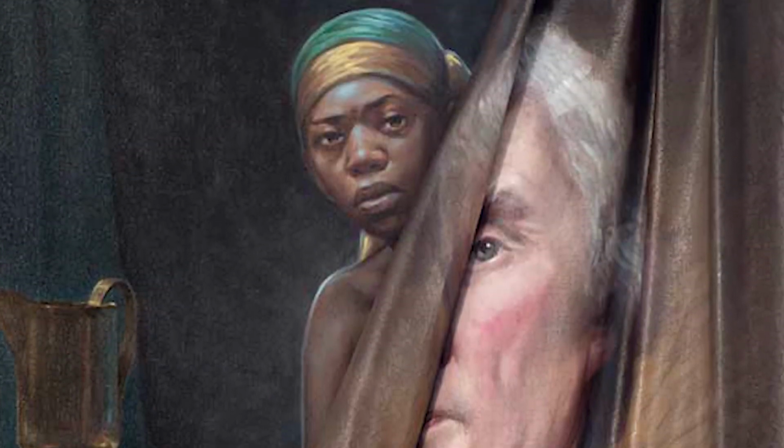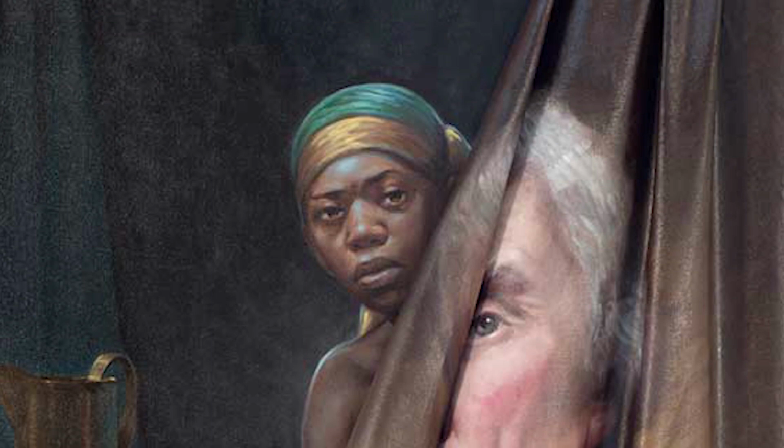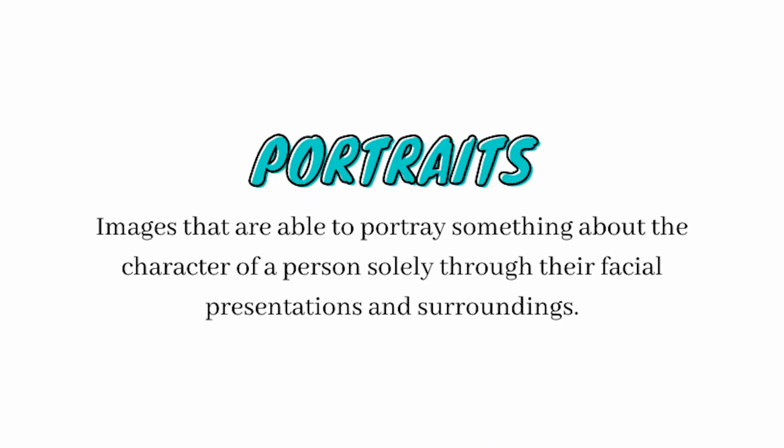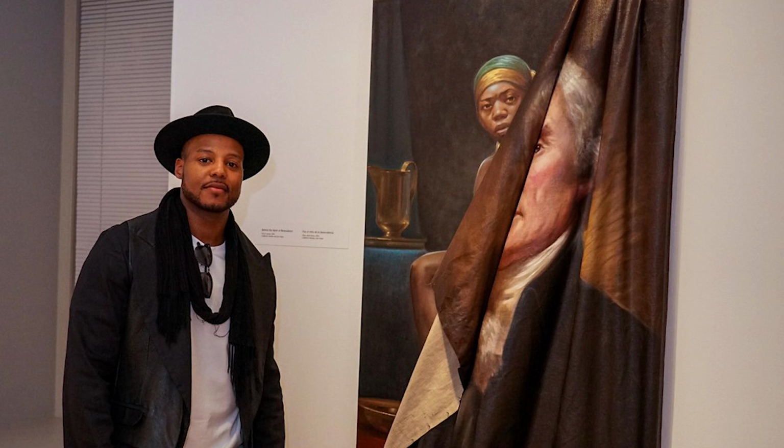It leans into the tensions and depictions of Blackness between visibility and mystery, between past and present, between here and there. In addition to pushing the boundaries of portraiture content, Kaphar's work expands the material definition of portraiture. Portraits are images that are able to portray something about the character of a person solely through their facial presentations and surroundings. Titus Kaphar is subverting this notion by having a portrait of Thomas Jefferson peeled from its canvas to reveal another work behind it.